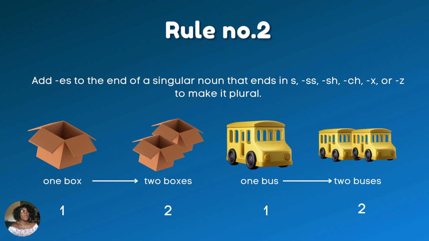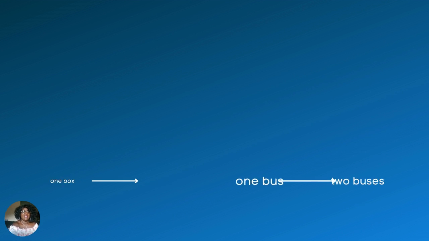For example, one box becomes two boxes. Box ends in an X, so we have to add ES to make it plural. One box, two boxes. The same applies to bus. One bus becomes two buses if it's more than one. Bus has an S at the end of the spelling. To make it plural, we have to add ES. One bus, two buses. Next slide.